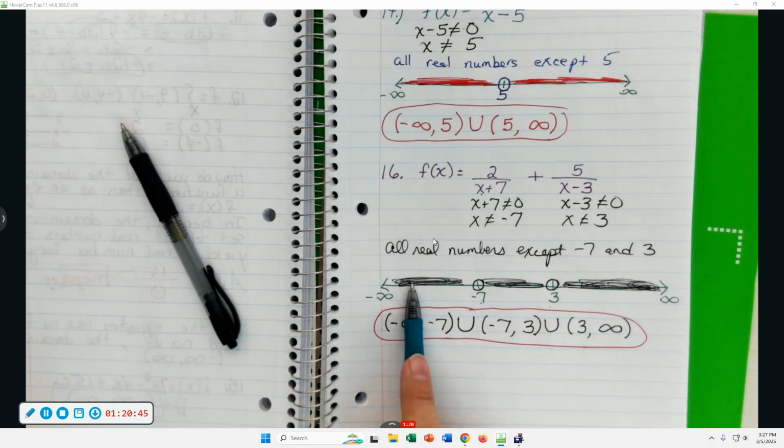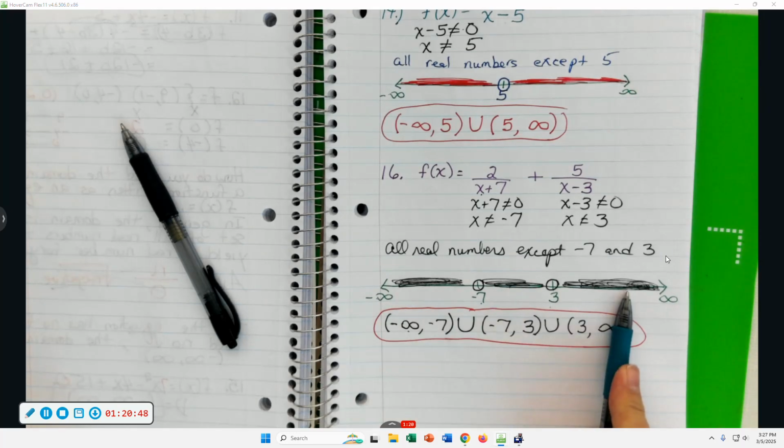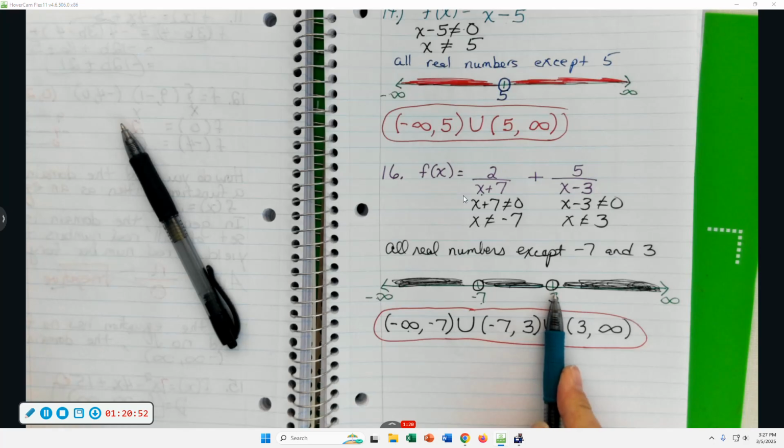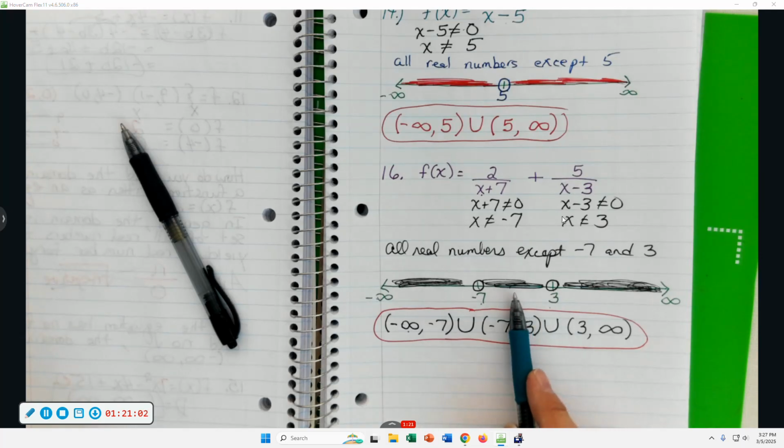For this, the only things you're discarding are the individual numbers that give you a denominator of 0. Everything else, like between -7 and +3, you could use a 0 for x. You could use a 1 for x. This is when it asks for the domain. The other one we've been learning is an inequality, and we're about to use inequality stuff.